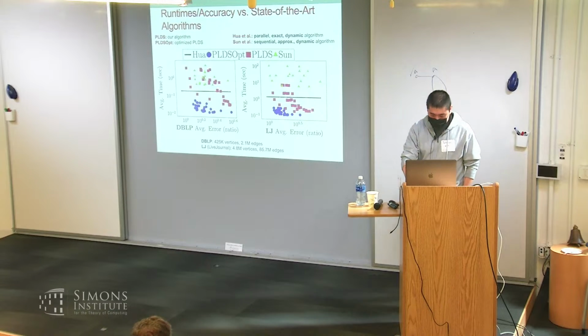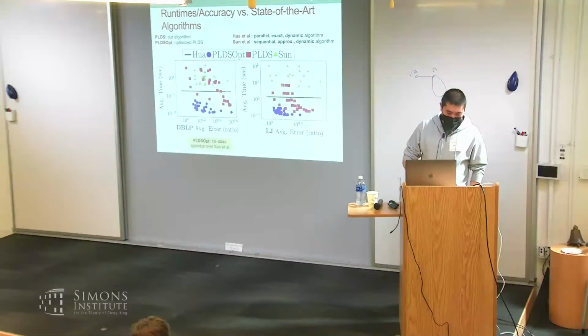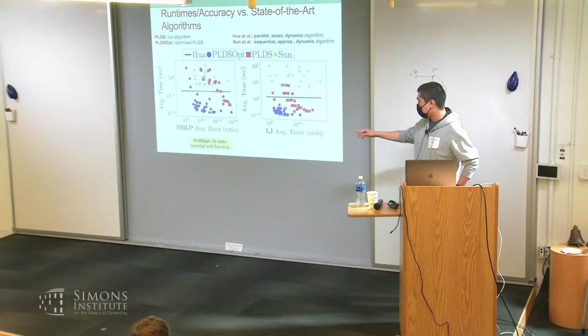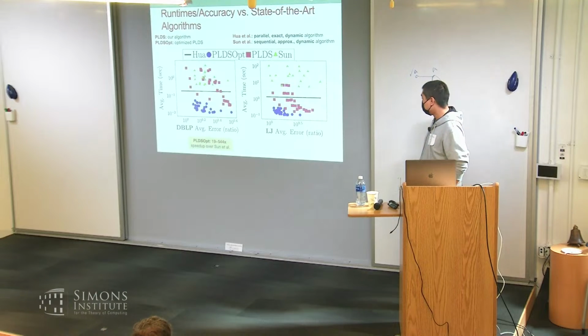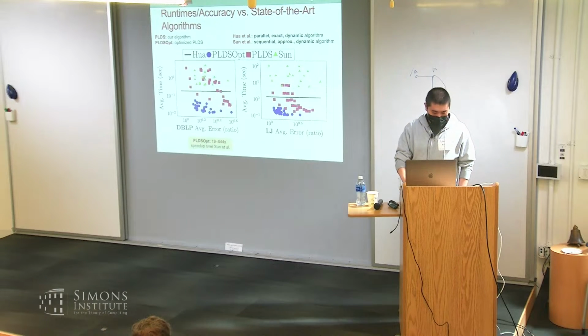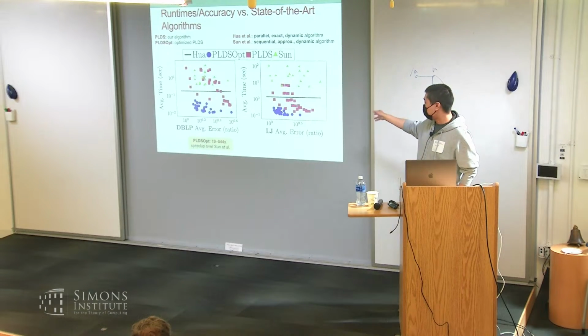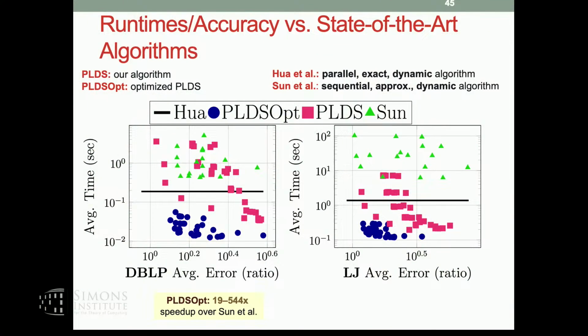Okay, so overall, we're able to get like 2 to 3 orders of magnitude speedup over Sun et al. Sun et al. is sequential, so part of the speedups just come from being parallel, but we also get additional speedups just from better optimizations in our implementation. And then compared to the exact parallel algorithm of Hua et al., we get up to 25x speedup.